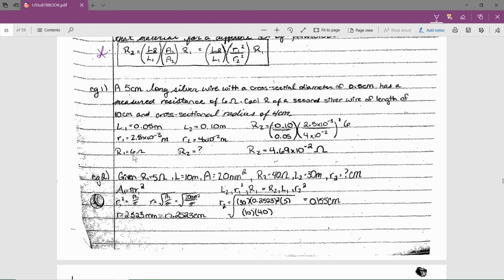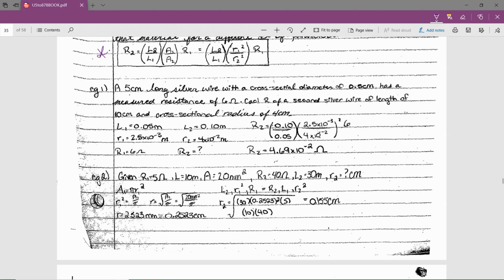I think sometimes of the extruder toy in Play-Doh, the Play-Doh barbershop, where you put in the Play-Doh and then squeeze it through the toy holes and get a star or a square or different sizes and shapes. Then you've got L2 is 0.1 meters, r2 is 4 by 10 to the minus 2, and we want to get capital R2. So you plug it in, and you get 4.69 by 10 to the minus 2 ohms.